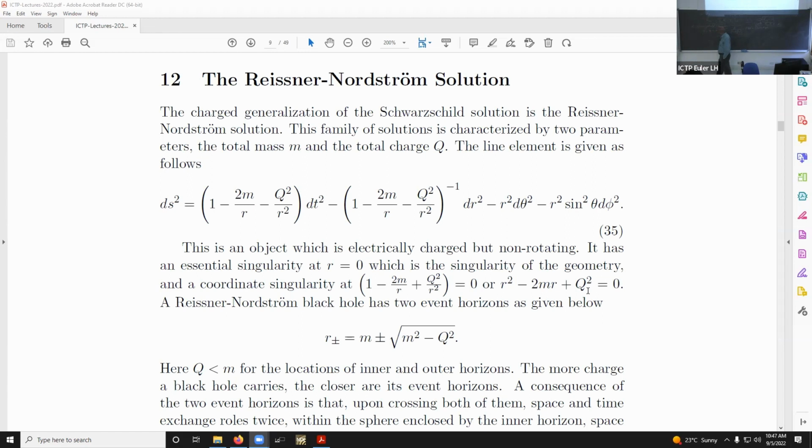And the two parameter solution, the Reissner-Nordström.